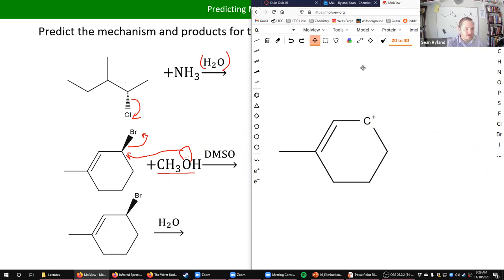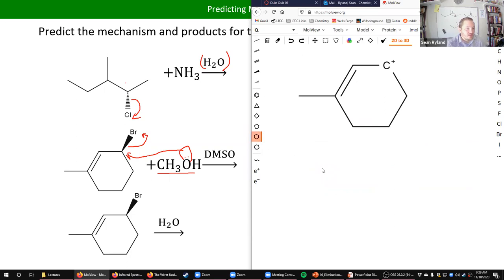let's see how I can give myself space to do this. There's another intermediate basically where, so we move the electrons over, this pi bond moves into the empty orbital over here. So we make a new pi bond there, and now we have a positive charge. We took the electrons away from this carbon to do that. So both of these are going to happen, right? And both of these can be attacked by a nucleophile to give you a product.